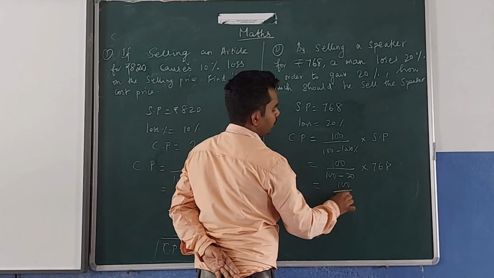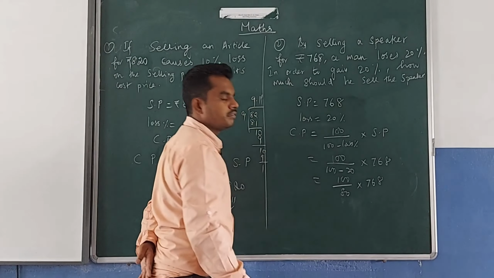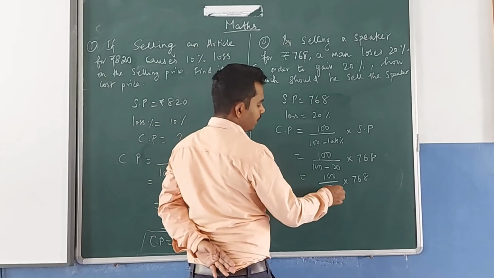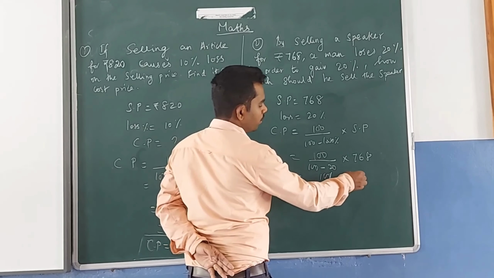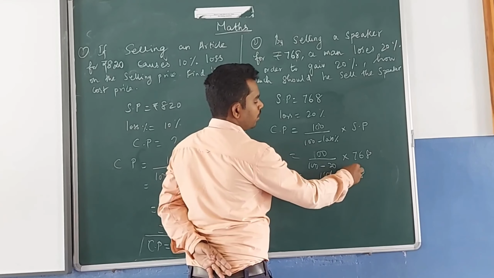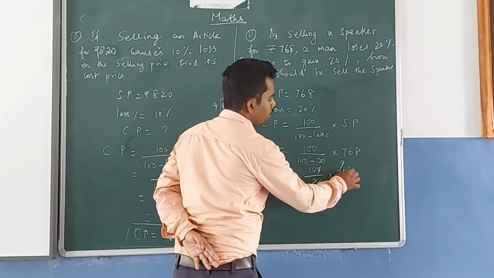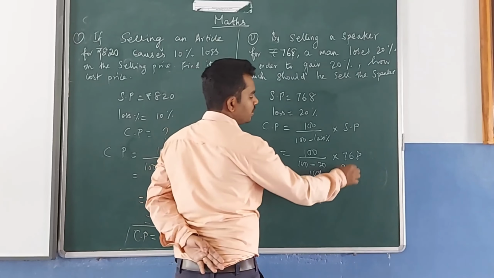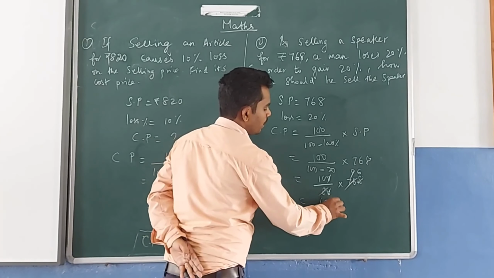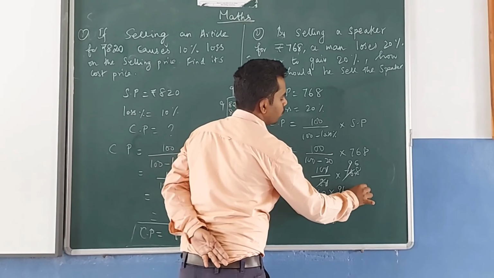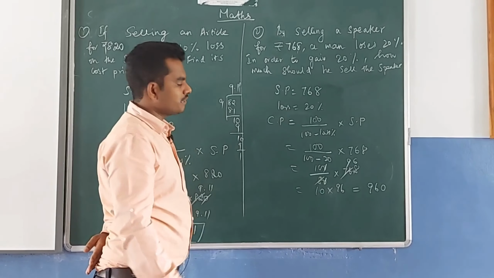100 by 80 into 768. So here 10 is cancelled. In 8 table, 8 9s are 72, remainder 4, 48 how many times? 6 times. So 10 into 96, so 960. 960 is cost price.